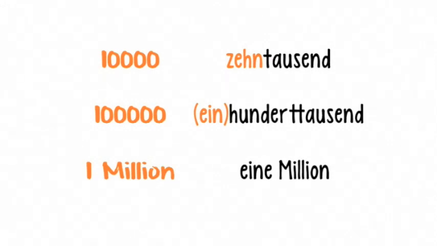Now you are able to count in German, and in the next lessons you will learn about, for example, how to tell the time or how to tell your age. But first of all, I will see you in the next lesson where we will learn about colors.